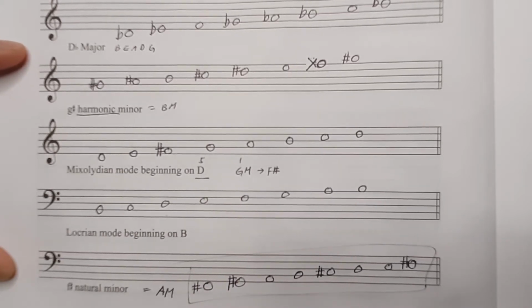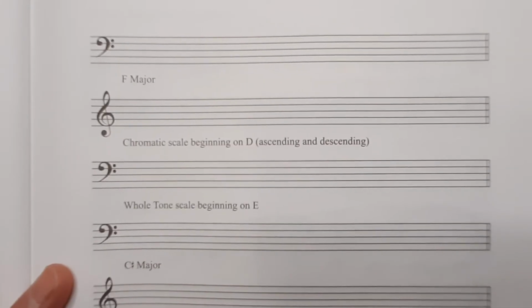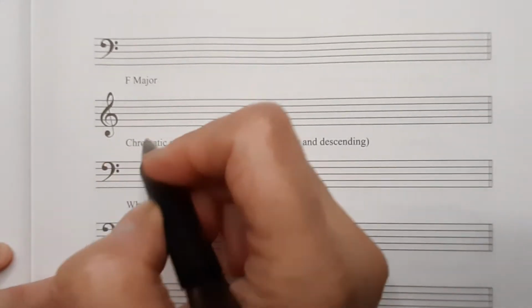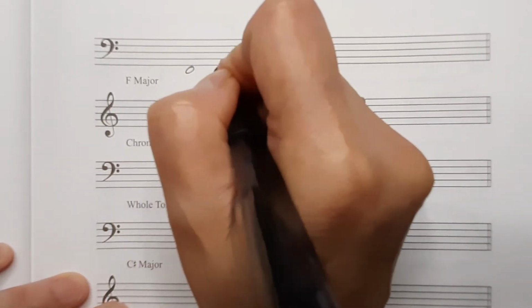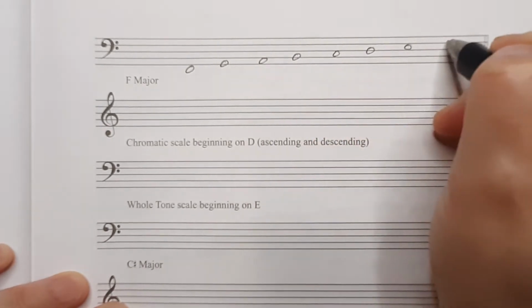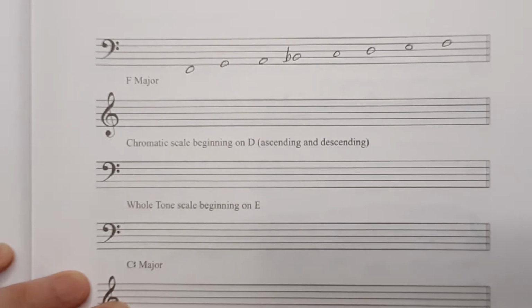Okay, good. Now let's go to page 17. F major. And you know, there's one B flat. So draw the notes from F to F in the bass clef. D, E, and F. And flat the B. Okay, next one, chromatic scale beginning on D.